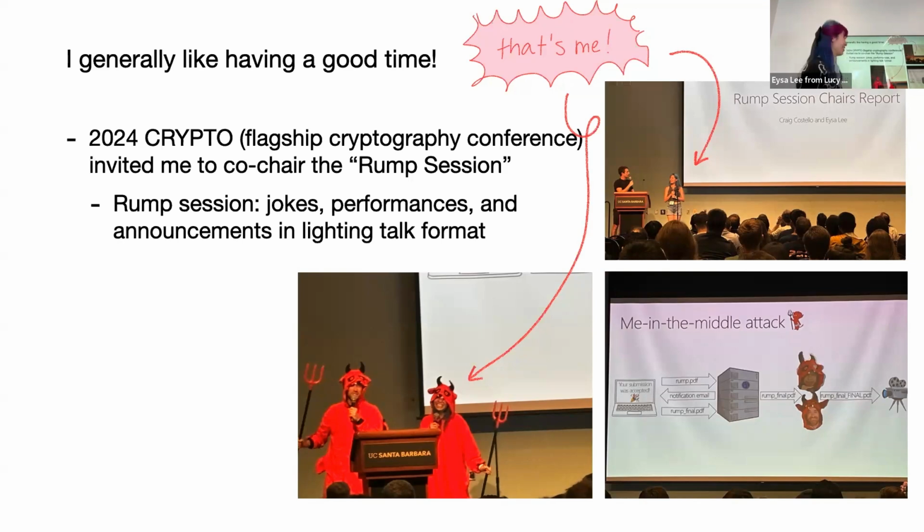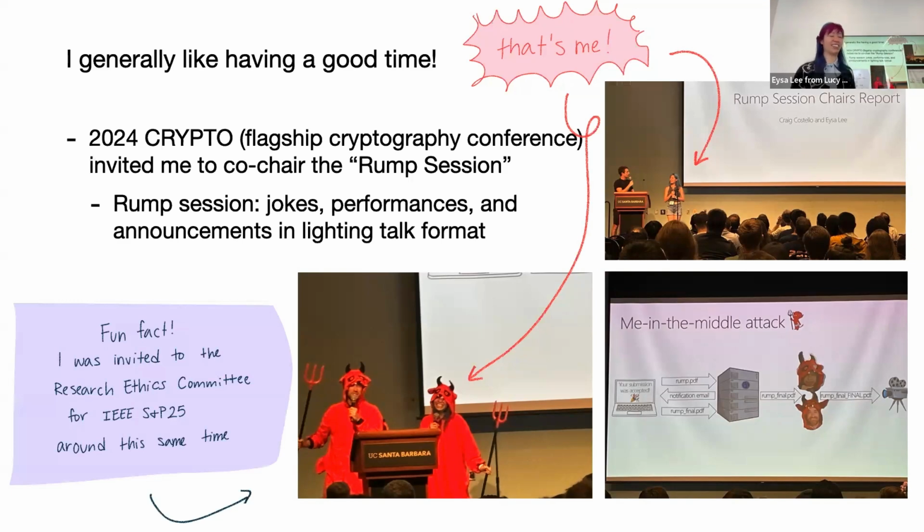And a fun little tidbit about being an adversary at the flagship crypto conference is that around this time I was invited to be on the research ethics committee for SMP, which the irony is not lost on me, and I love it.